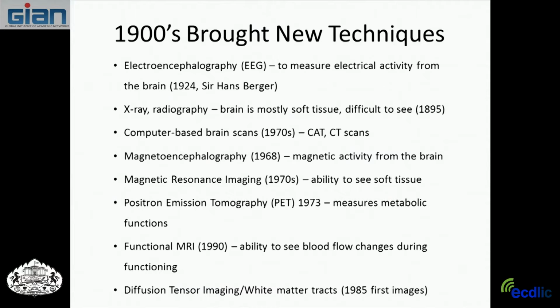Now in terms of our research, we talked about how the 1900s brought these new techniques in the 20th century. EEG, we talked a little bit about x-rays and CAT scans, and we talked about MEG, or magnetoencephalography. Then we went on to talk about MRI, which we'll review briefly here, and PET scanning. Then we went on to functional MRI. We haven't yet talked about diffusion tensor imaging, but we will talk about that hopefully tomorrow.